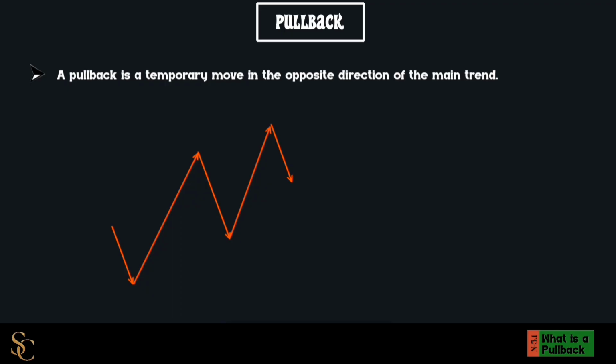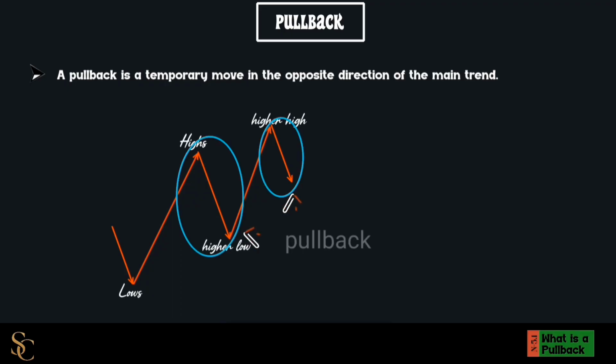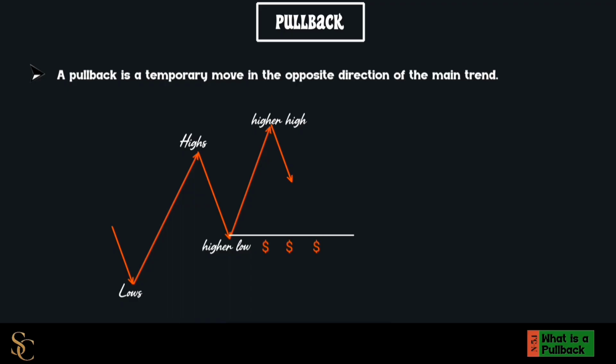Now, what is a pullback? A pullback is a temporary move in the opposite direction of the main trend. It happens when the market pauses or takes a breather before continuing in its original direction. Pullbacks are very common because price never moves in a straight line, it moves in waves. Most pullbacks aren't random retracements. It's the market seeking liquidity to generate the necessary order flow and momentum to continue the dominant trend.